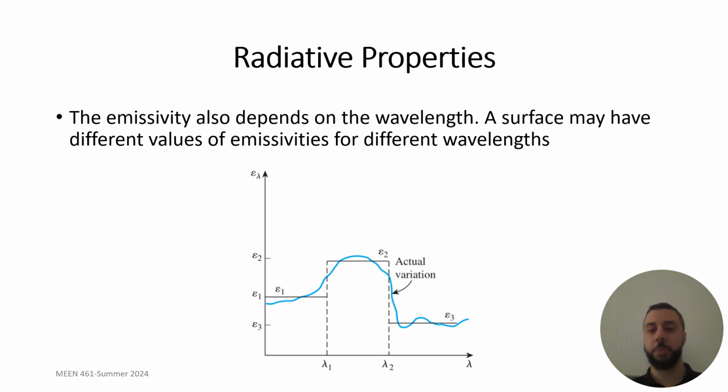The emissivity can also depend on the wavelength. So a surface may have different values of emissivities for different wavelengths. So you can see here, for example, from 0 to wavelength lambda 1, we have epsilon 1, and then lambda 1 to lambda 2, we have epsilon 2, lambda 2 to infinity, we have epsilon 3. And you can see they're nice fixed lines, and those are going to be our average emissivities, whereas for an actual surface, they're not going to be fixed lines. And that's just because, again, a surface is not smooth.